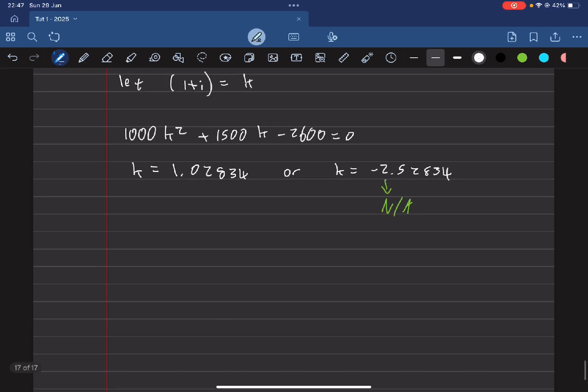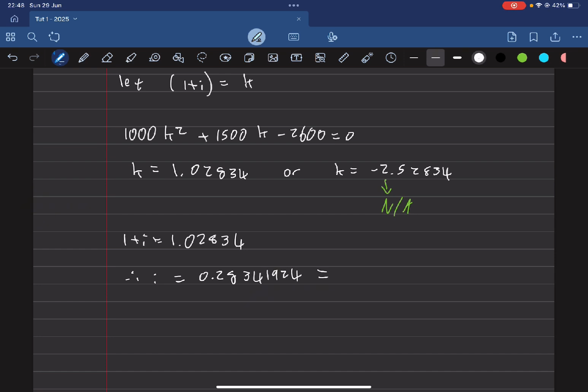So if that's your k, then 1 plus i must be equal to 1.02834. And if you subtract 1 from both sides, therefore interest rate is 0.28. Let me get the whole full thing from my calculator.